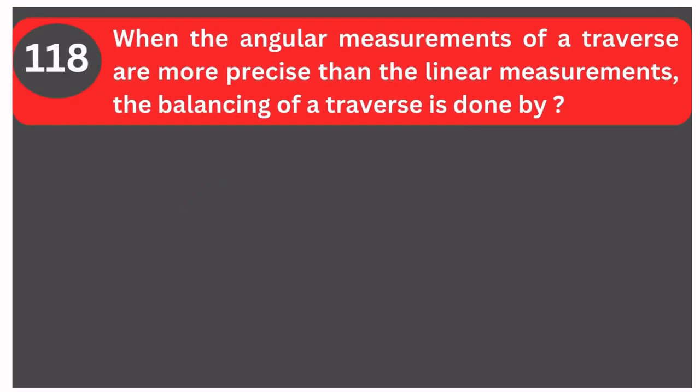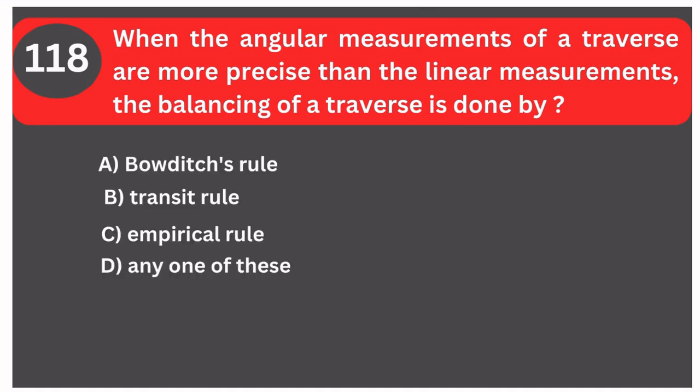When the angular measurements of a traverse are more precise than the linear measurements, the balancing of a traverse is done by. Options A. Bowditch's rule. B. Transit rule. C. Empirical rule. D. Any one of these. Answer B. Transit rule.